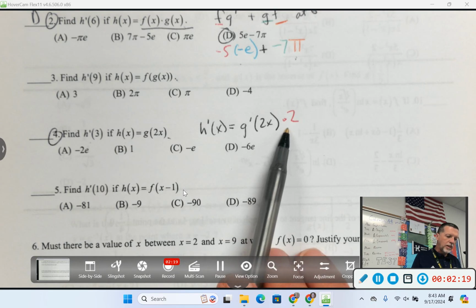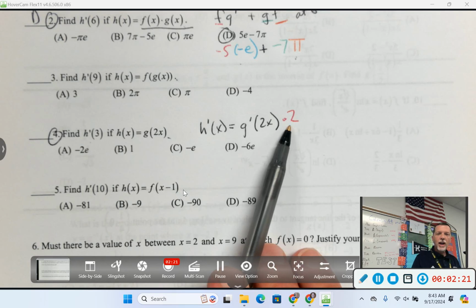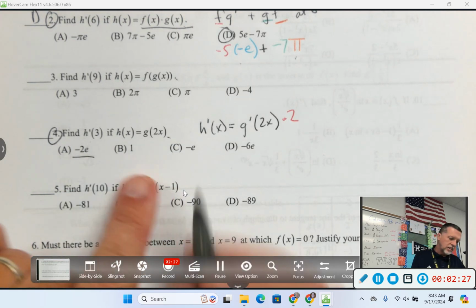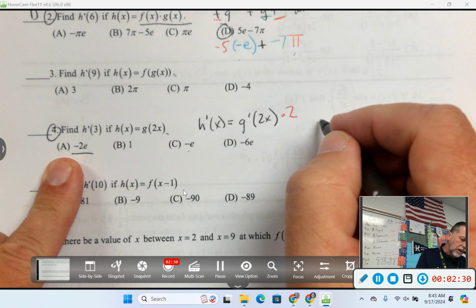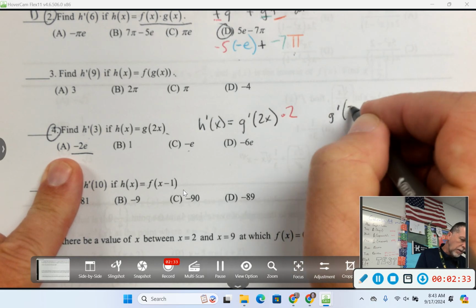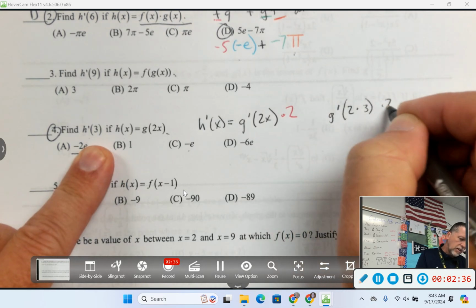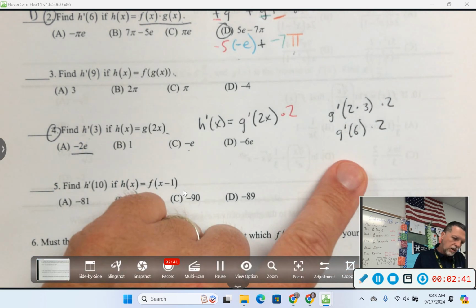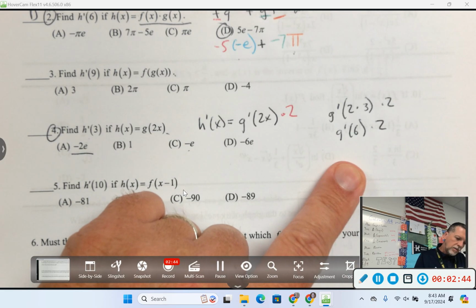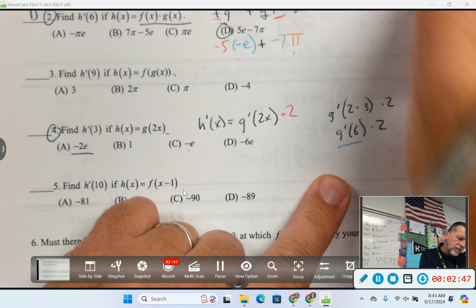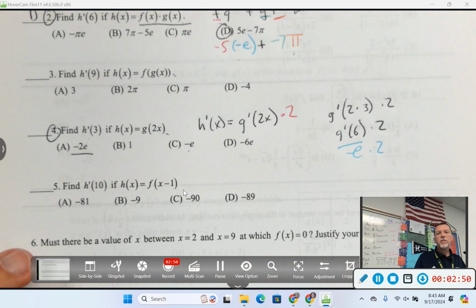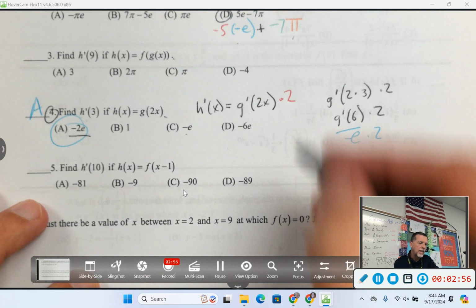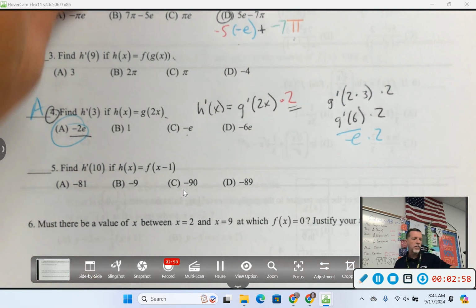And so I'm going to guess without even doing this, given that the times 2 is probably what's left off, I'm going to guess that A is my answer. Well, let's see if that's right or not, since negative e and negative 2e were both there. So I want g prime of 2 times 3 times 2. So g prime of 6, did that one already. G prime of 6 is negative e, times 2 is negative 2e. But again, that 2 from the chain rule is what people will forget.